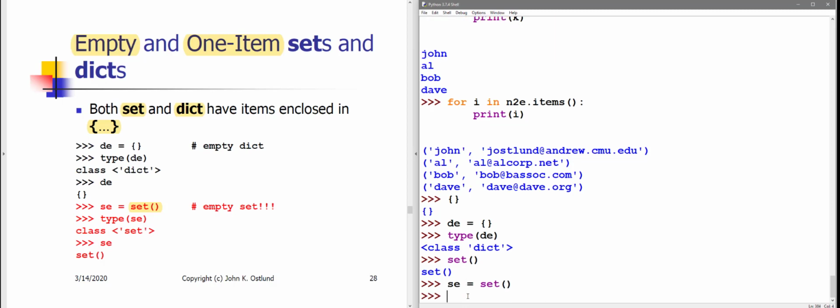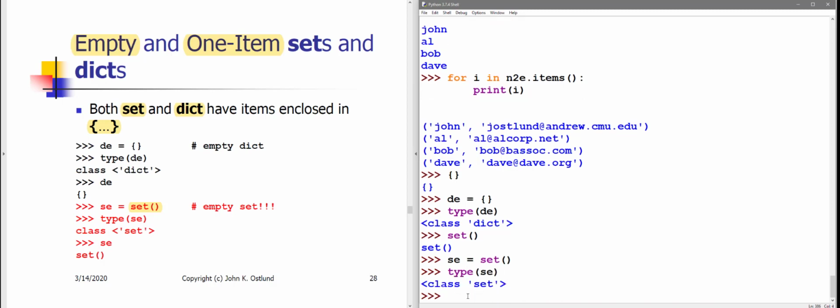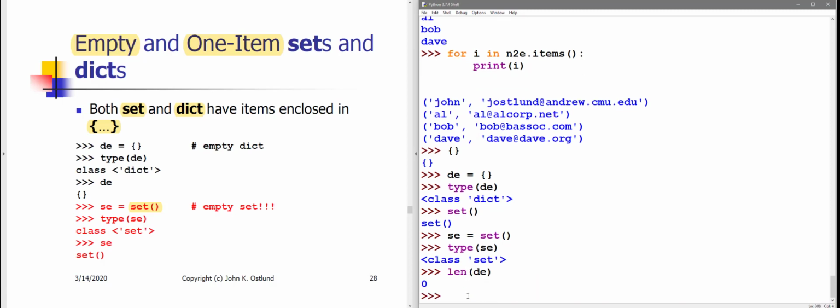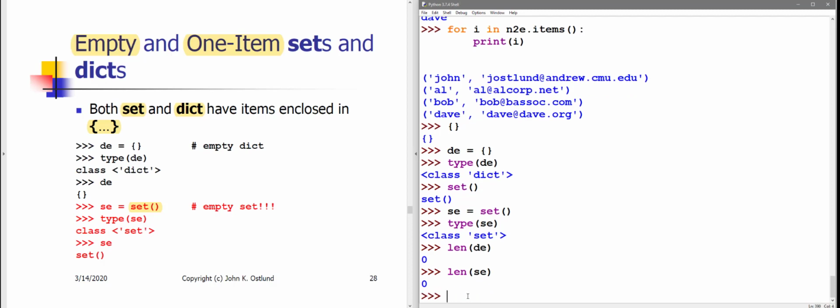And I can see that the type of SE is set. I can also see that each of these things is empty. If I ask for the length of DE, that's 0. If I ask for the length of SE, that's 0. I can ask for the length of any iterable thing. And in this case, I'm told that both of these collections, the dictionary DE and the set SE, are empty.